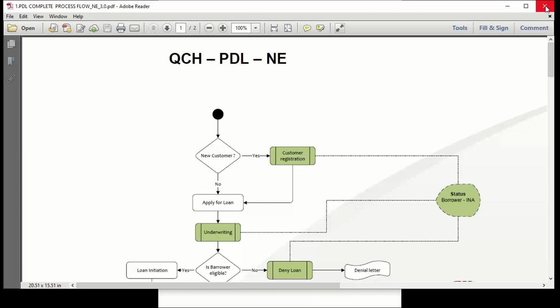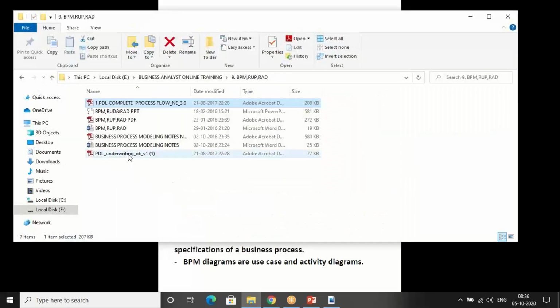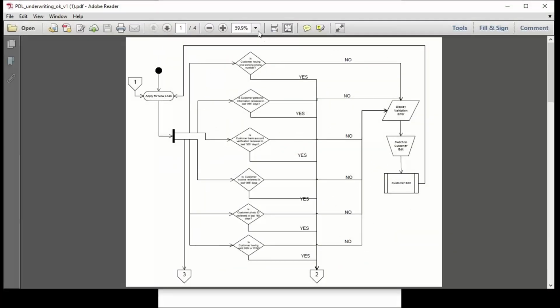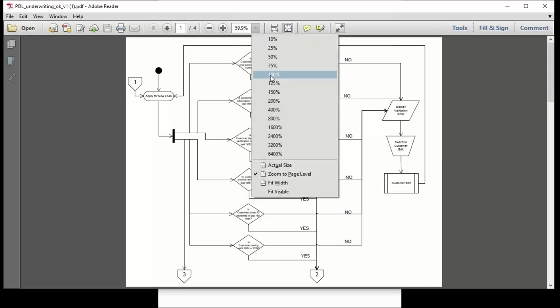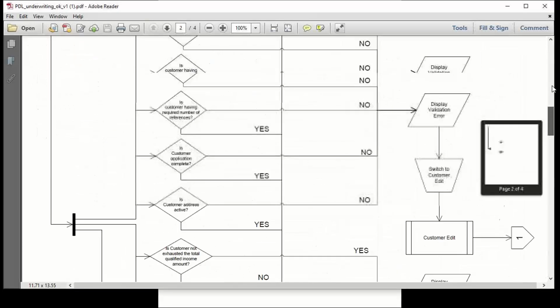Okay, so this is one type of process flow diagram, and the next one is known as a streamline diagram. So I said we are going to do underwriting criteria. Here I have explained how to do underwriting criteria. First we are going to check, is the customer having one working phone number? If yes, okay. If no, we are going to put in a validation error. Then second we will check, is the customer personal information reviewed? If yes, okay. If no, we are going to put in a validation error. In this way, we are going to check all these points.